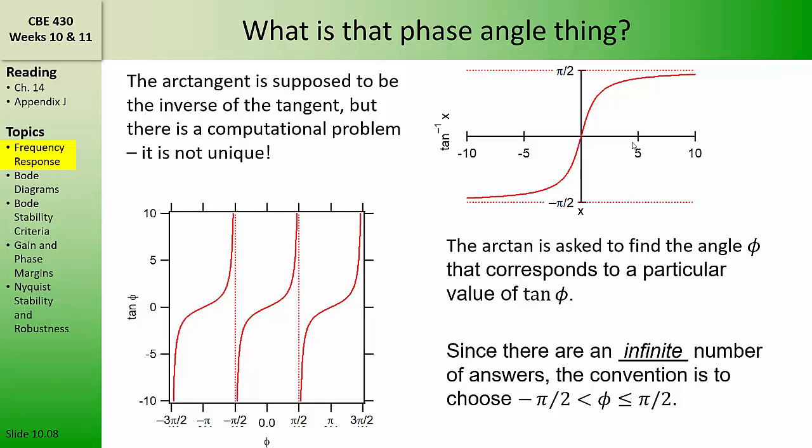And in fact, for any argument, there is an infinite number of corresponding arctangents that are separated by plus or minus pi. Since there are an infinite number of answers, the convention is to choose the value closest to 0, that is, the value between minus pi over 2 and pi over 2.